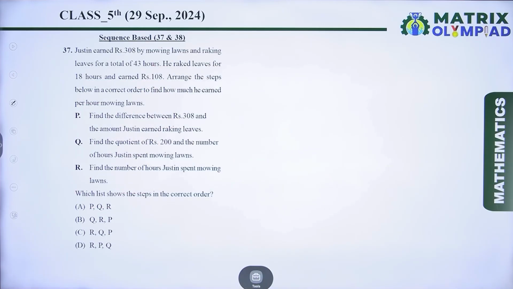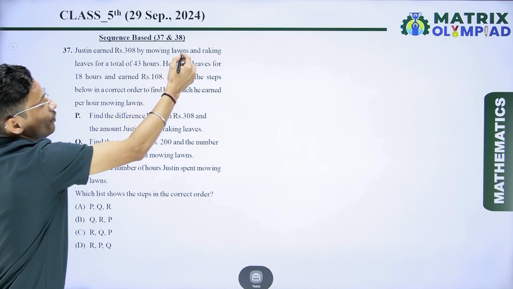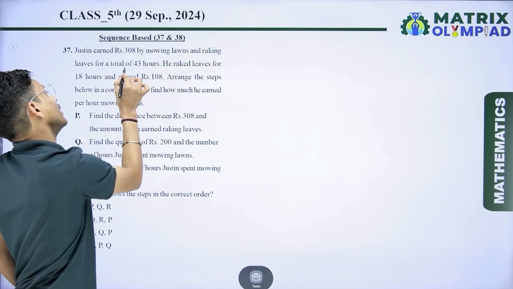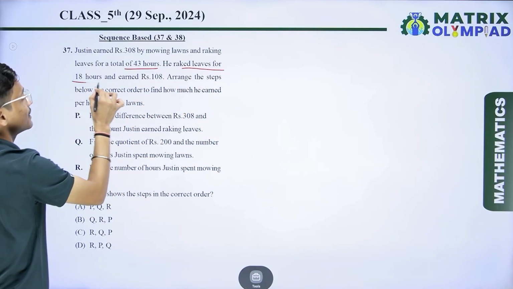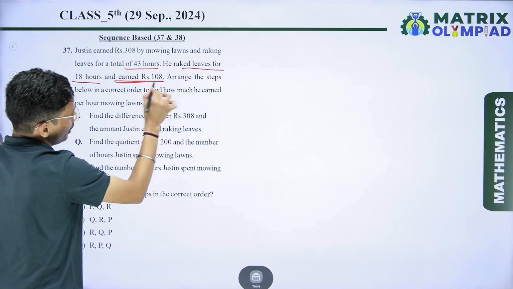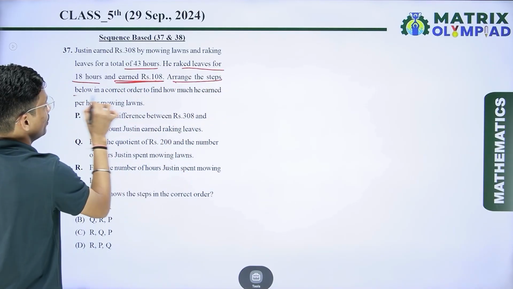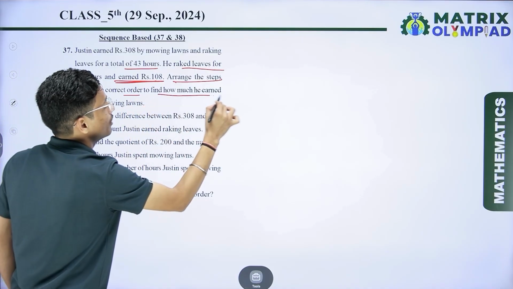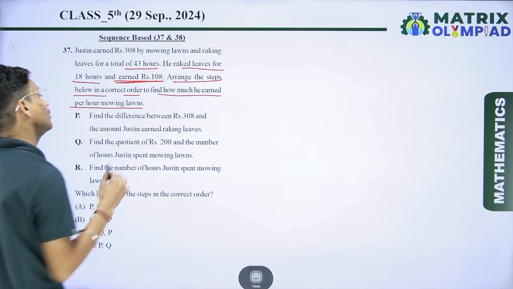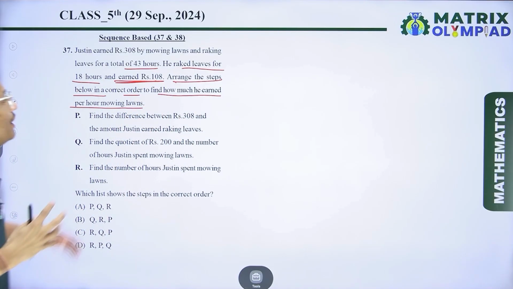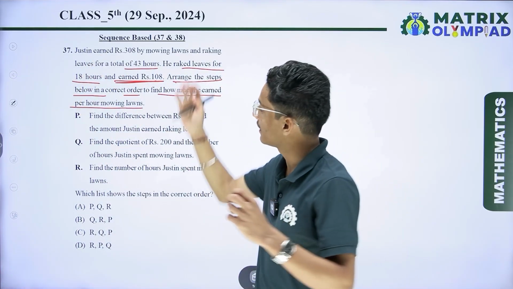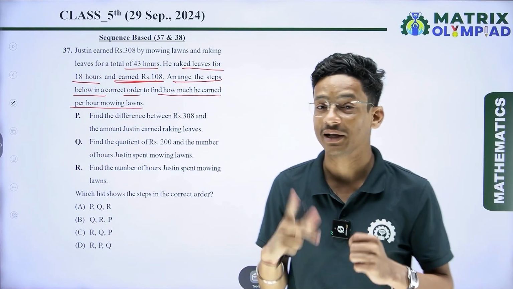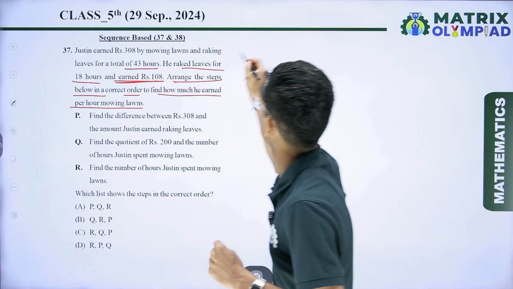Okay. So now the next question is that Justin earned rupees 308 by mowing lawns and raking leaves for a total of 43 hours. He raked leaves for 18 hours and earned rupees 108. Arrange the steps below in the correct order and find how much he earned per hour mowing lawns. So here we are given that Justin earned 308 rupees for mowing lawns and raking leaves, and the total time he took is 43 hours.